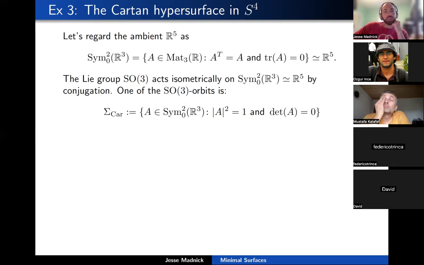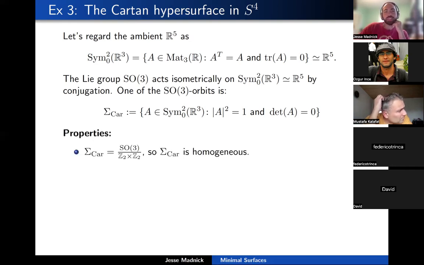And one of these SO3 orbits is this set here. This is the Cartan hypersurface. This is the set of symmetric 3x3 matrices that are traceless, the norm squared is 1, and the determinant is 0. This turns out to be a hypersurface in the 4-sphere, where the 4-sphere is in R5, and we're thinking of R5 as these matrices. And this turns out to be a homogeneous hypersurface. And not only is it homogeneous, I should say that it's minimal. All of these examples are minimal.